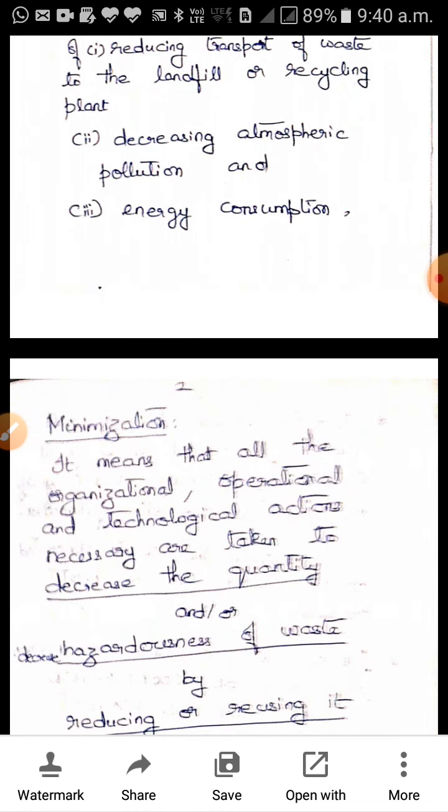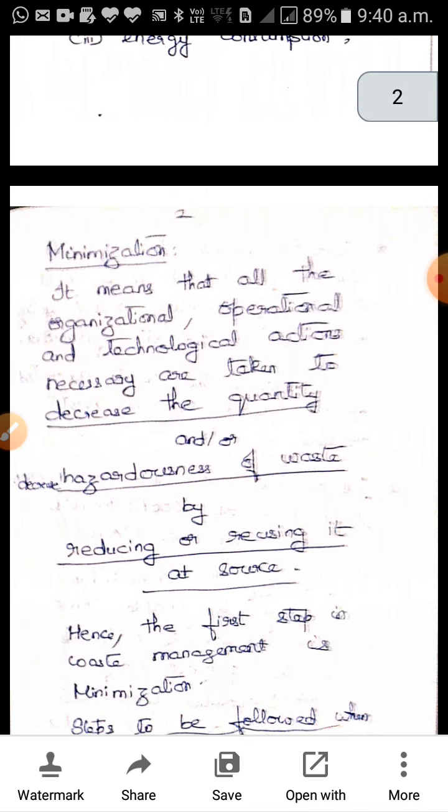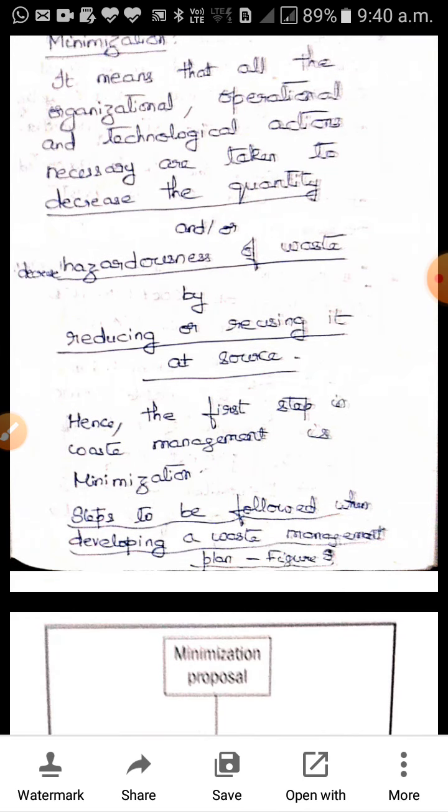And what is minimization? Minimization is decreasing the quantity. In addition, you also decrease the hazardousness of waste. Some chemicals which are used in construction may be hazardous when you demolish, so you have to reduce that also. And again, you have to reduce and reuse it at the source. So the first step in waste management is minimization.